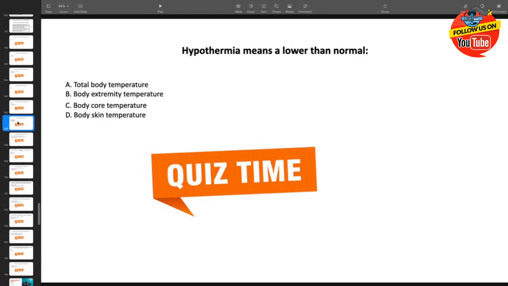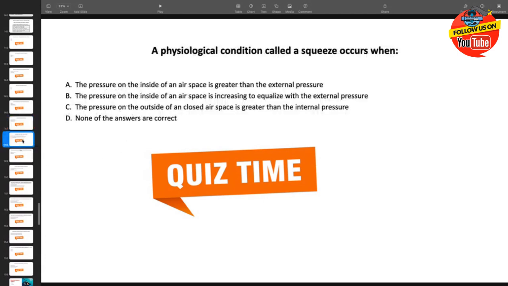Yeah. All right. Adam, hypothermia means a lower than normal total body temperature, core temperature, body core temperature. Body core temperature is exactly right. So, Megan, a physiological condition called a squeeze occurs when the pressure on the outside is greater than the internal pressure. Exactly.